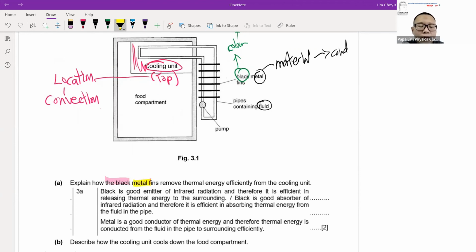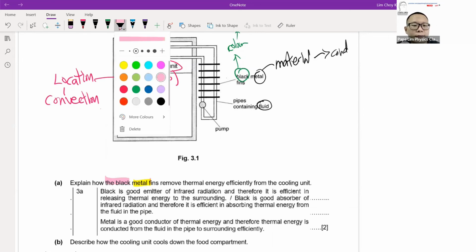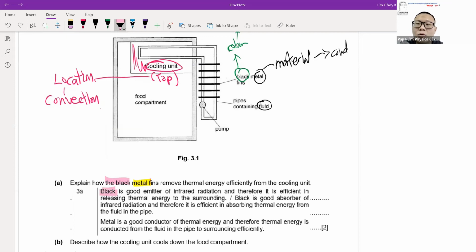Okay, so we are looking at two modes of transfer. How do I know it's two modes? Because black metal. Black is actually talking about radiation. So the moment we talk about black, the mode of transfer we are looking at is radiation. Because it's hot, how does it remove heat effectively from the pipe? It has to be emitting the heat, thermal energy, out. So it will be acting as a good emitter, to emit the heat out to the environment.